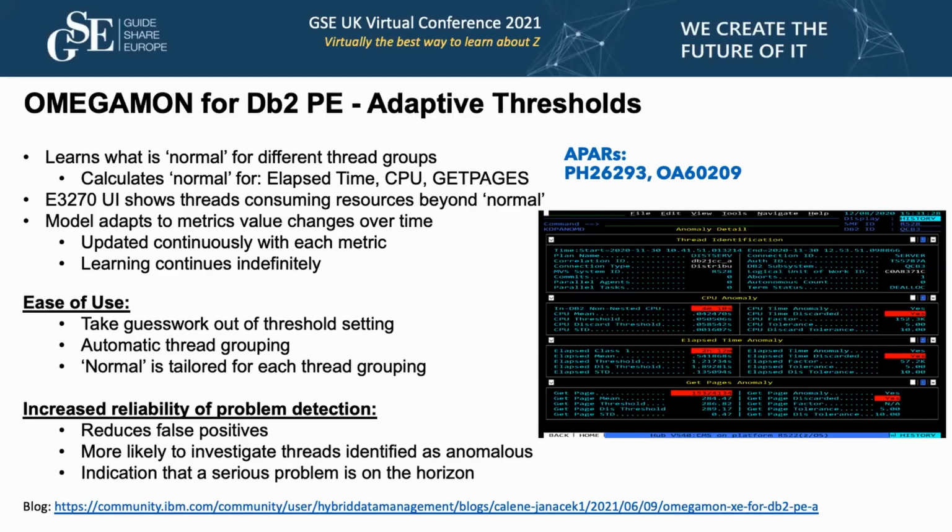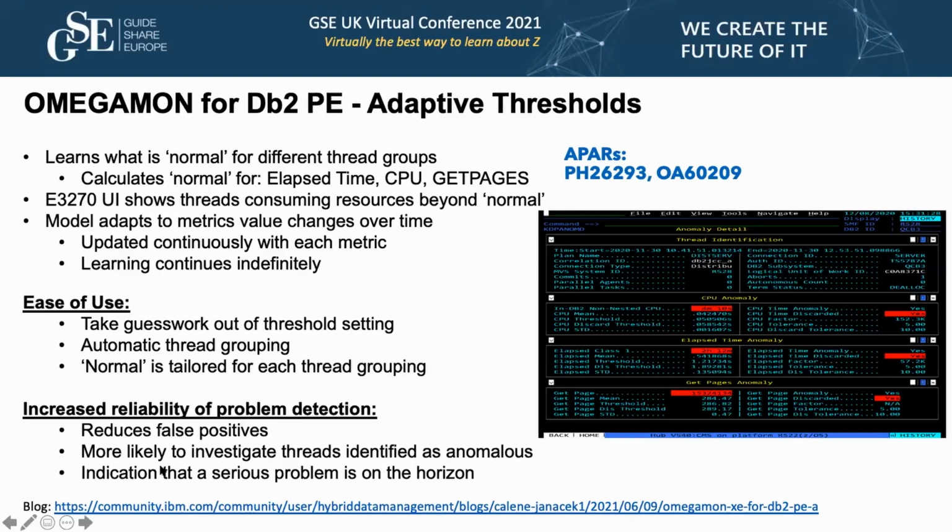And then, given that you're less likely to have all these false positives, you're actually more likely to investigate the threads that are identified as anomalous and get better indications that you've got a serious problem coming on, without having to wait for the thing to occur and then pick it out of the forest of alerts that you've gotten.